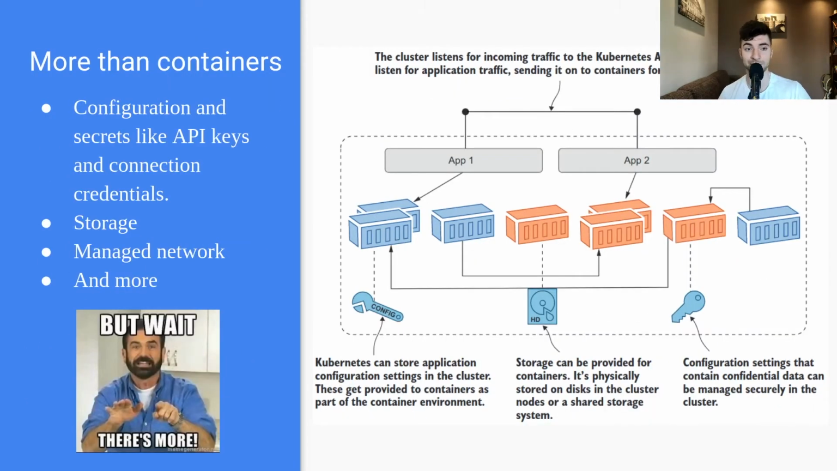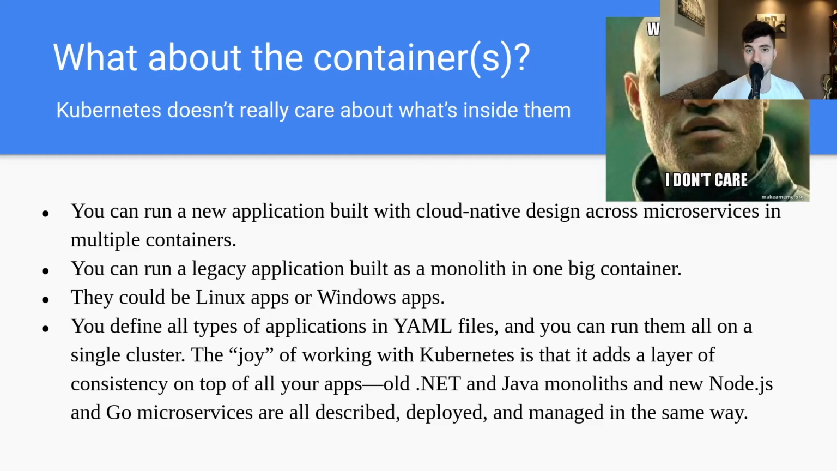But Kubernetes is more than containers. It can store configurations and secrets like API keys and connection credentials. It can also offer you a way of providing storage to your applications, whether it's storage that is available on disk of the servers themselves, the nodes, or it's some kind of network attached storage. It gives you a sort of a managed network so that you can create this communication between your applications and much more than that.